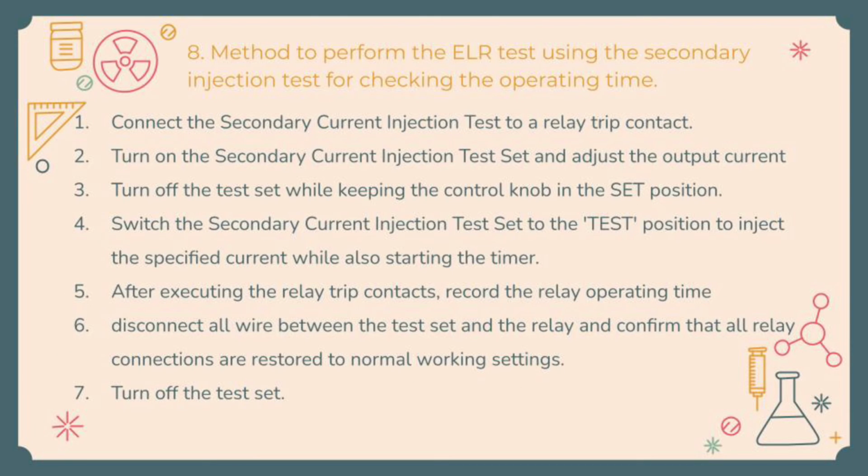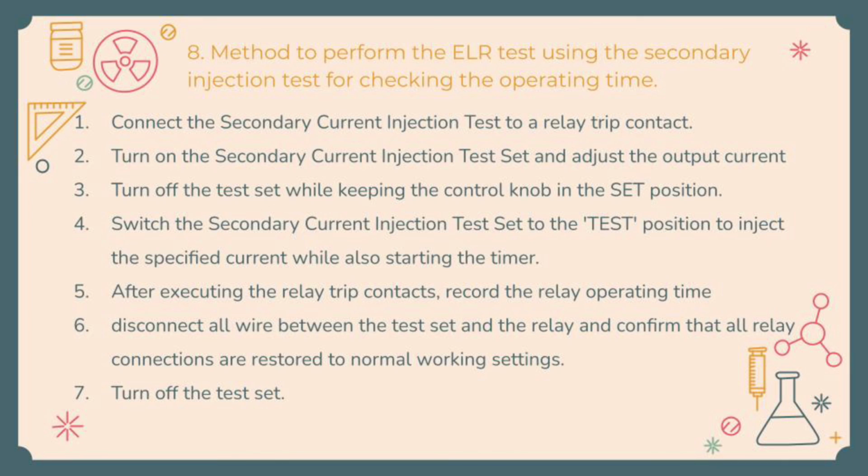For the last question, the method to perform the ELR test using the secondary injection test for checking the operating time. First of all, we need to connect the secondary current injection test set to the relay trip contact. Configure the timer connection as shown in the figure. Turn on the secondary current injection test set and adjust the output current to 2.0 and 3 times the I/O tripping current setting.